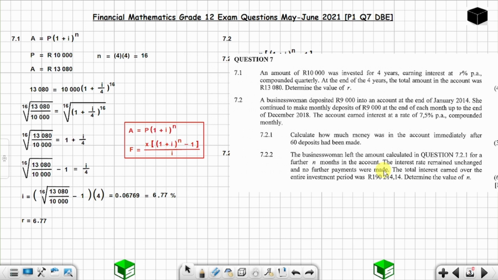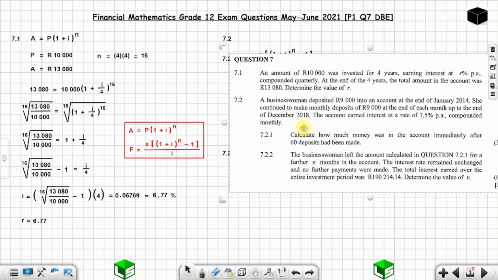You can understand that we are going to use this formula, the first one, because no payment at a regular period was made. So we are going to use this formula, not this one. You can only use this formula when payments are made, when after a period of time, a payment is made. But no further payments were made, so the amount is left in the account to grow. So we are going to use this formula.